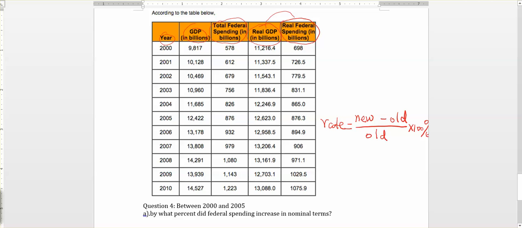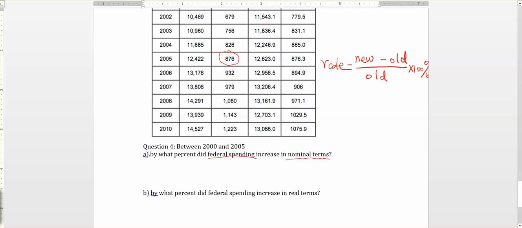The last two columns are adjusted for inflation. Now the first question is related to nominal terms, and it's only about the federal spending, so we only care about the third column. As we mentioned before, in this question the new year is 2005. In 2005, the federal spending is $876 billion. We can write that down, that is our new number.